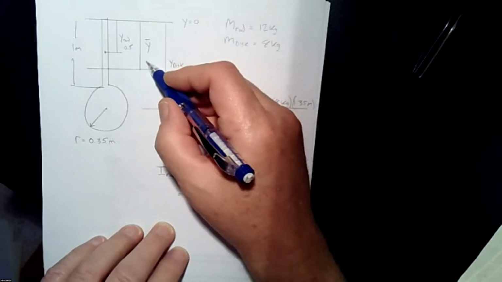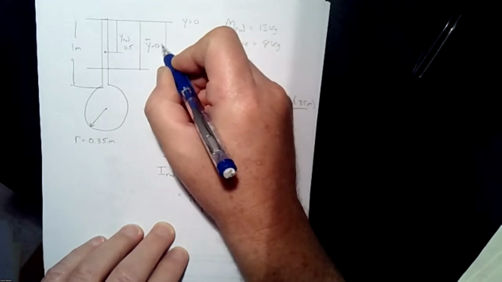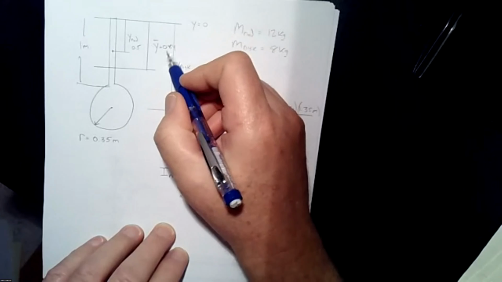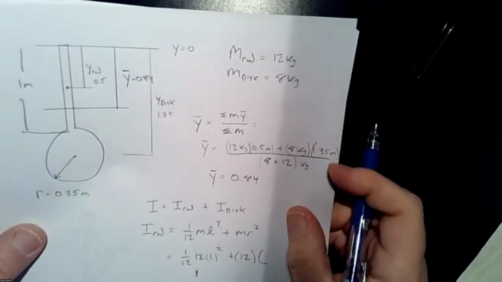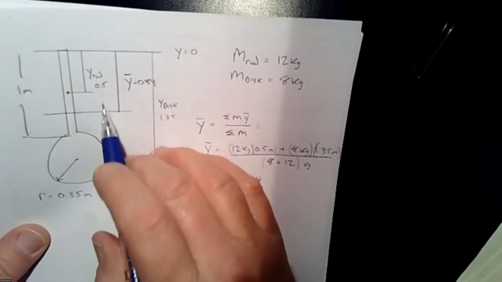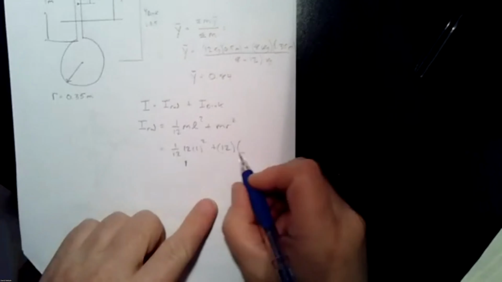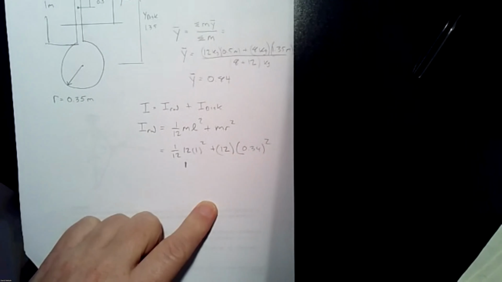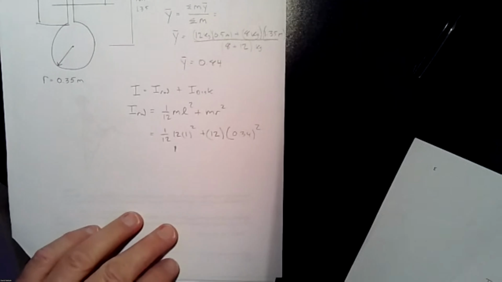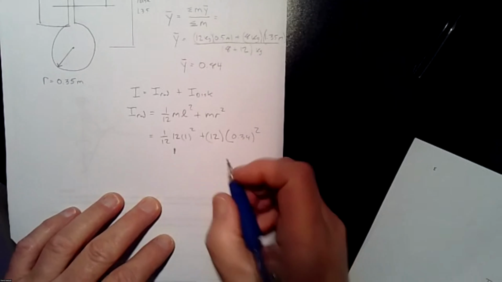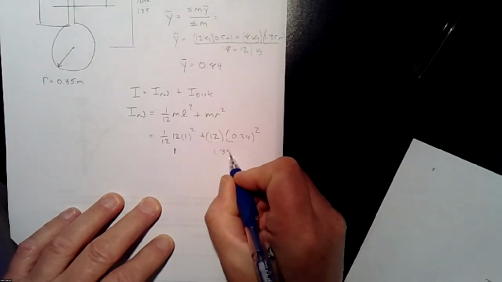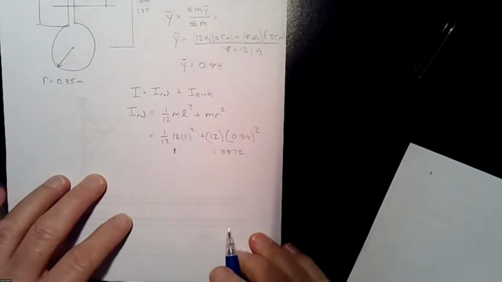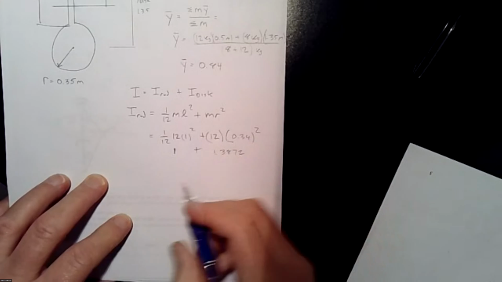So if this is 0.84, then that distance is 0.34. So I'm just going to do 0.34 squared. And that should give me about 1.3872. All right, so that's that.